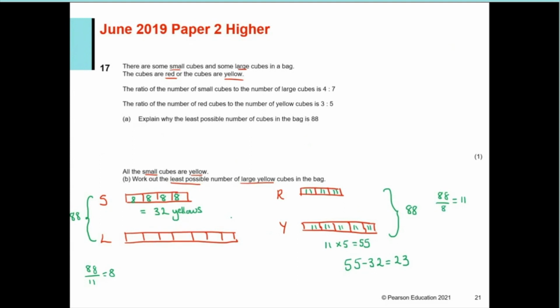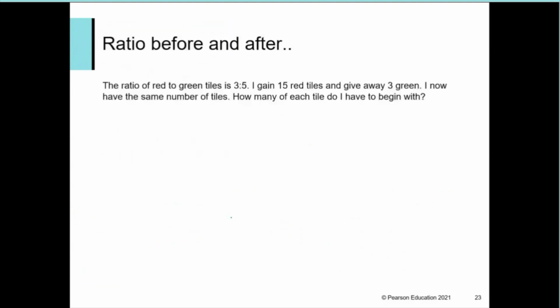Okay, I'm just conscious of the time, so I'm going to skip through and I just want to show you this before and after question that I've just added in. So this isn't in your pack at the moment. Another one of those before and after questions. So the ratio of red to green tiles is 3:5. I gain 15 red tiles and I give away 3 green tiles. I now have the same number of tiles. How many of each tile do I have to begin with?